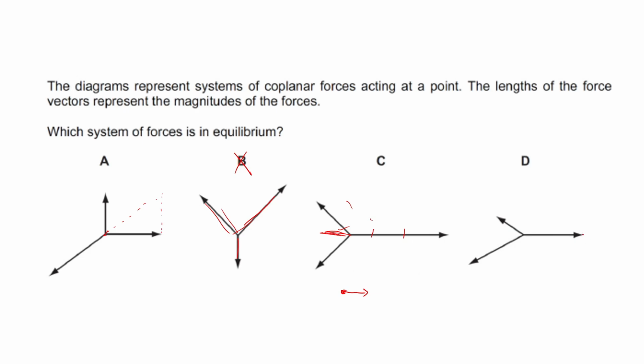For D, this is also viable, kind of. But the main problem with this is that the vertical components are not necessarily equal. You see this vertical component for this bottom vector is way larger than this component. So then it's not D either. So then we're left with A, which is our final answer.